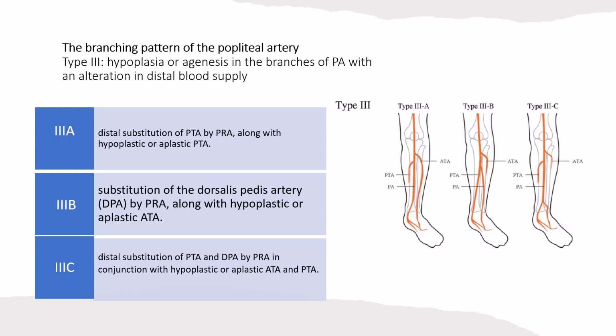In our case, which is type 3b, it is substitution of the dorsalis pedis artery by the peroneal artery, with a hypoplastic or aplastic anterior tibial artery. And in type 3c, there is distal distribution of the posterior tibial artery and dorsalis pedis artery by the peroneal artery in conjunction with a hypoplastic or aplastic anterior tibial artery and posterior tibial artery.